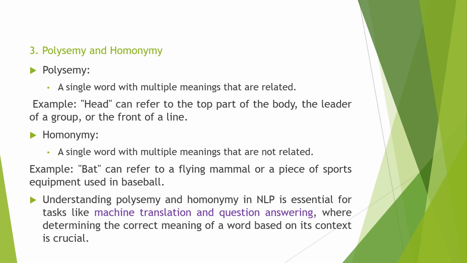So in this problem, a single word with multiple meanings that are unrelated needs to be handled. For example, the word bat may refer to a flying mammal, or a bat used in a cricket match or in a basketball match. So understanding these polysemy problems and dealing with the homonymy and polysemy problems is essential in machine translation and question answering. So we aim to determine the correct meaning of a word based on its context.